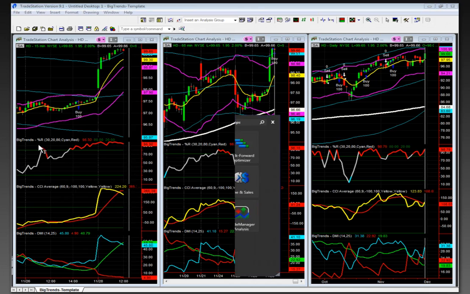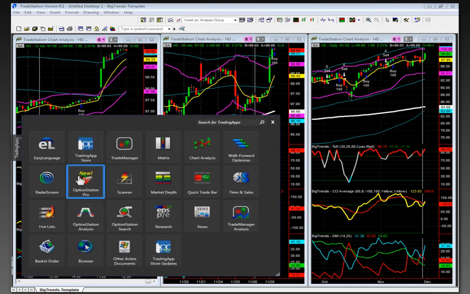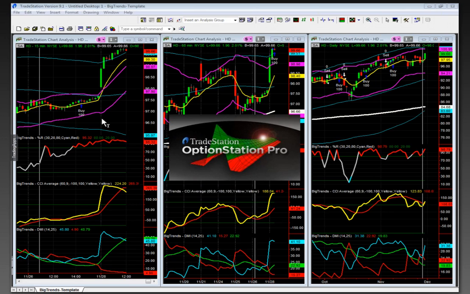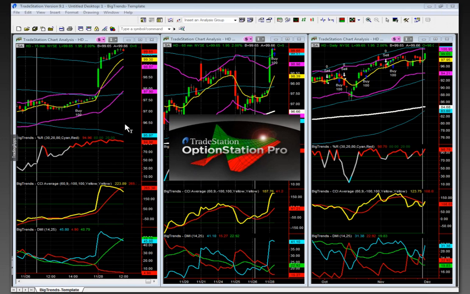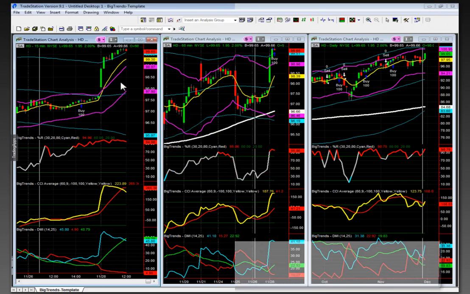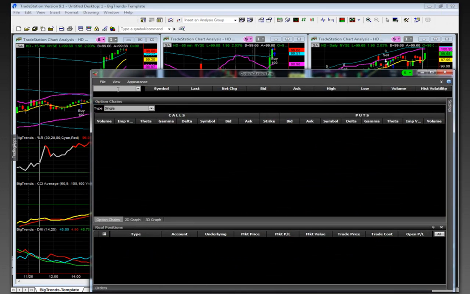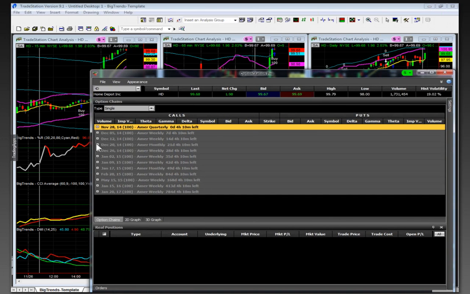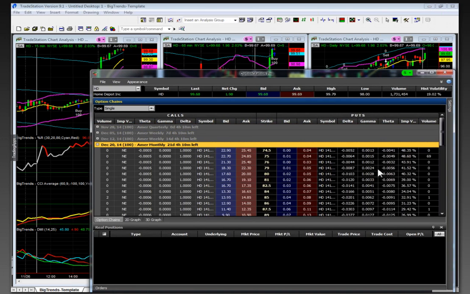So from there, what I would do is I would go in and I would look at a tool like the Options Station Pro. You can go in and start searching for which options make sense. We're not making specific trades here. That's what we do for our subscribers. But we start looking at, depending on if you want to trade Home Depot as more of a swing trade, we'd probably look at the monthly options that go out to December 20th. This would be a little safer play.